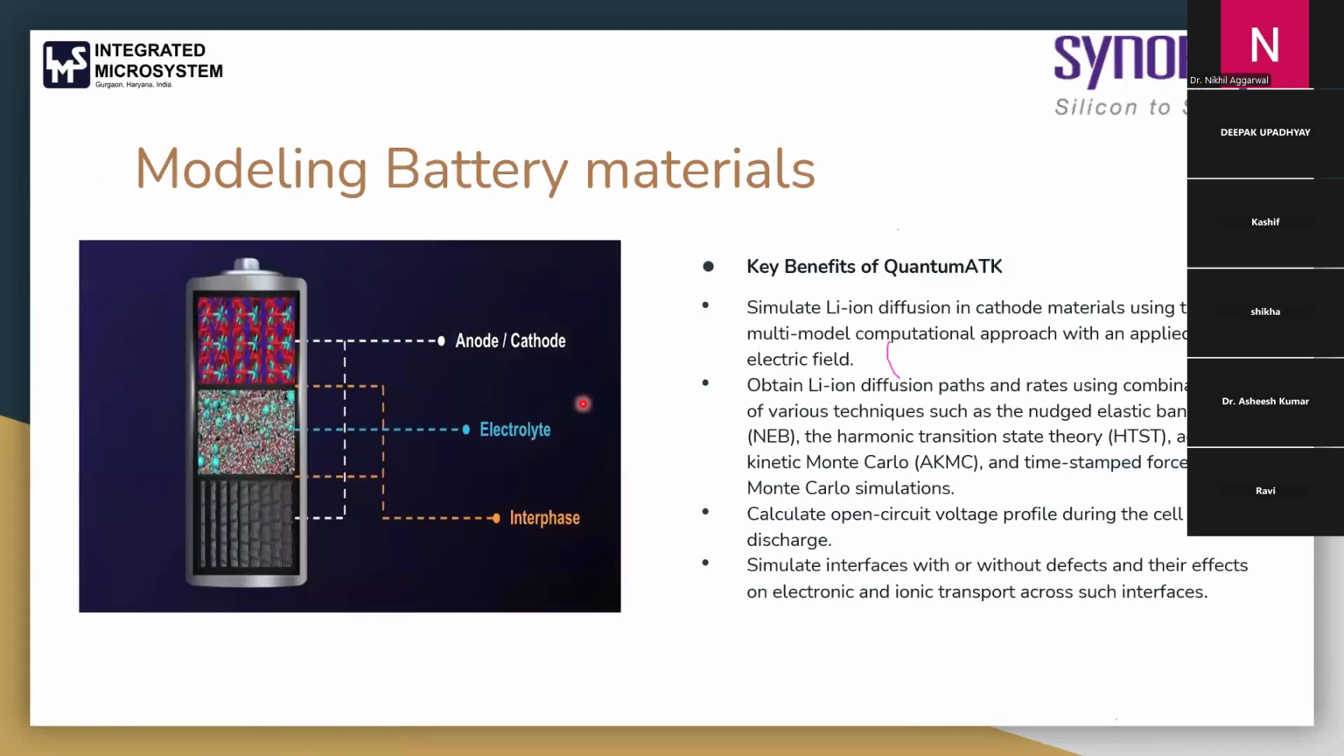So here you can see, for the battery, which is one of the applications, how you can create the structure and simulate in this software, like lithium ion diffusion in cathode material. Using multi-model, we have done the simulation. First, we are going to create the structure. Also, you can use the nudged elastic band to calculate the properties in the transitions.